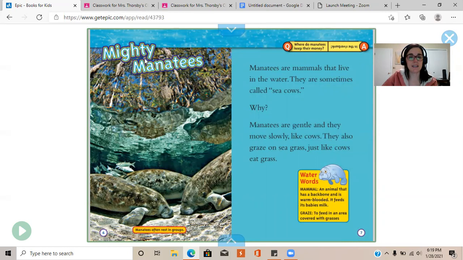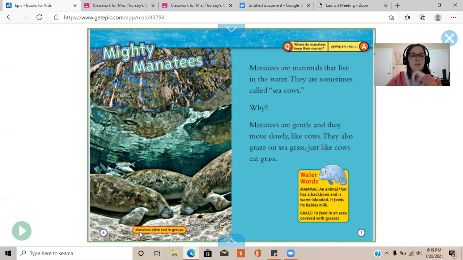Mighty manatees. So again, here is a heading. So mighty manatees. We know we're going to learn something about manatees, maybe how they're mighty. Sometimes that means like big. Let's see. Right away, I'm noticing this photograph. Informational books usually have photographs rather than cartoons or drawings.